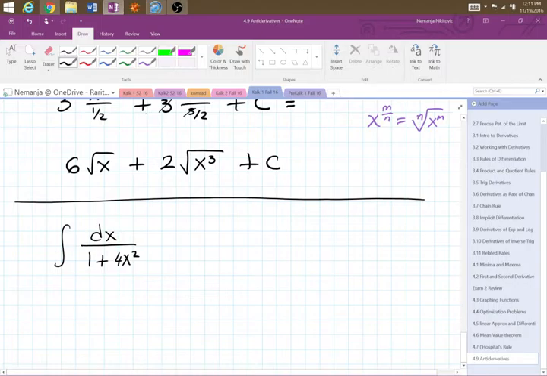Chances are very low that you memorized this derivative. Inverse tangent. Nice. Just inverse tangent.